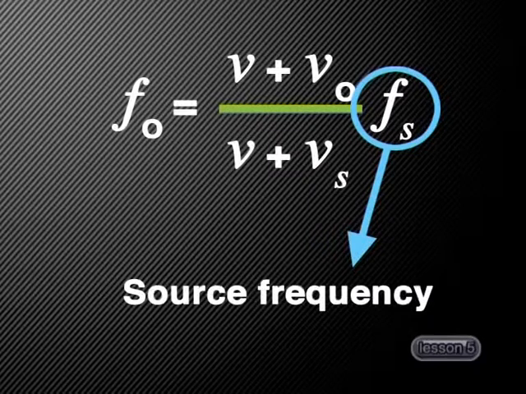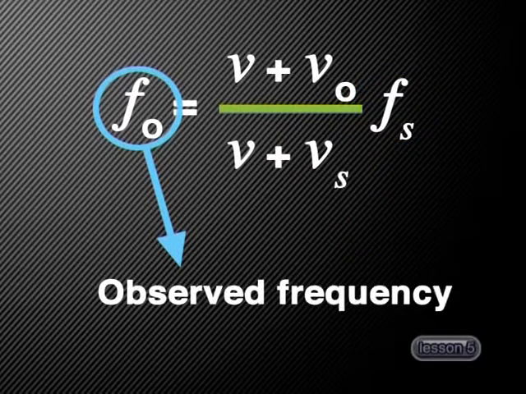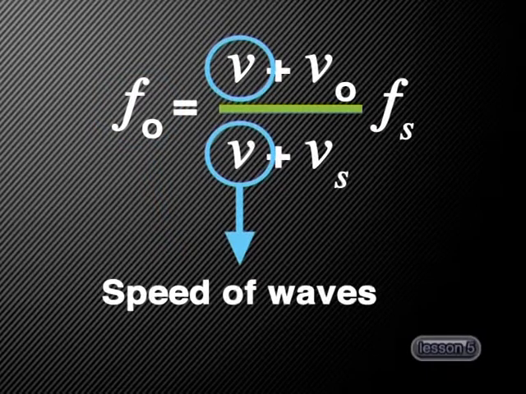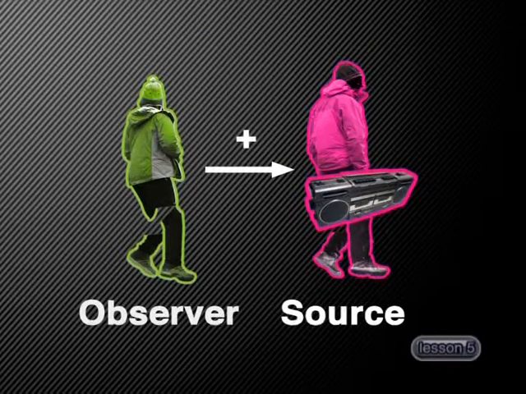The variable Fs represents the frequency of the waves as they leave the source, and FO the observed frequency. The speed of the waves is represented by the variable V. We also learned that the positive direction in the frame of reference is defined as the direction from the observer to the source. The signs of all the other velocities must be worked out according to this frame of reference. In this lesson, we will look at some real-life situations where the Doppler effect is applied.